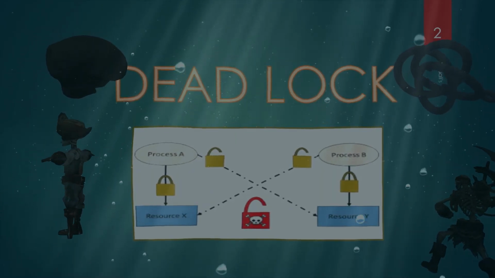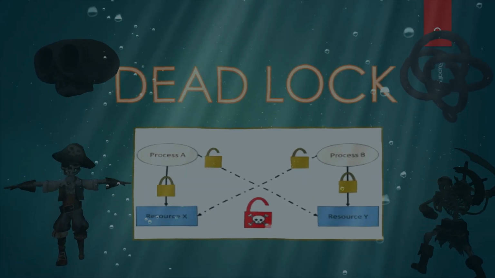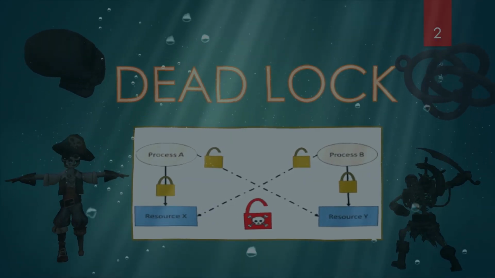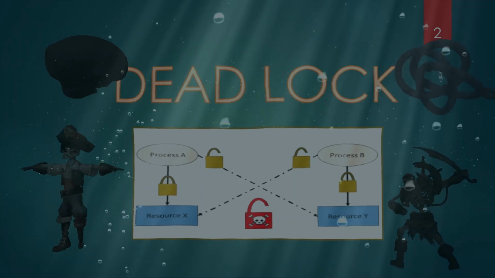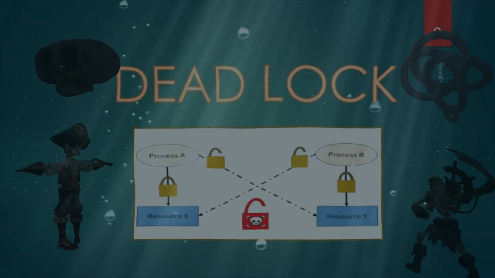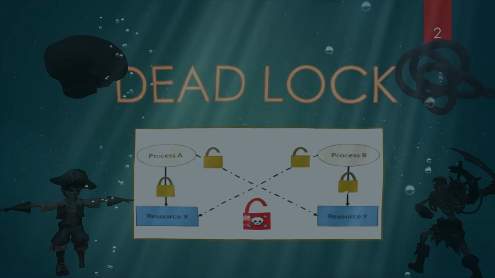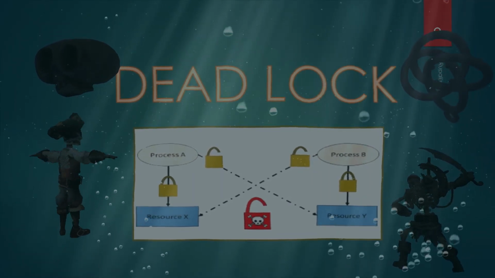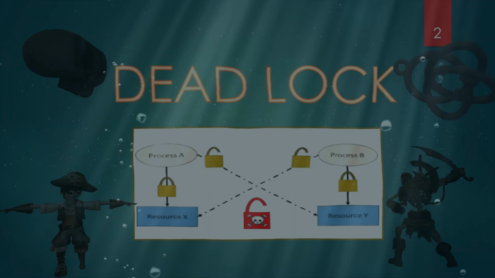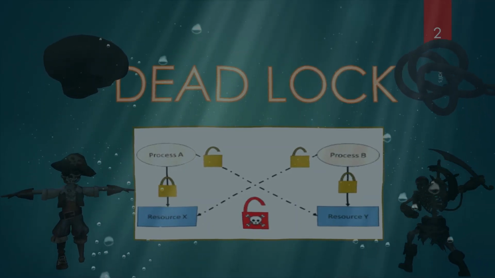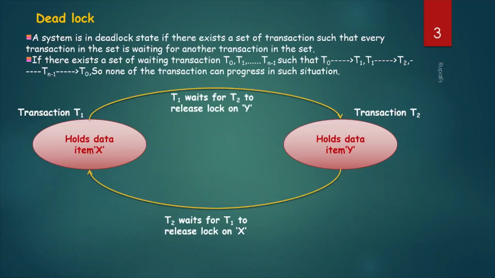So what is deadlock? In a database, a deadlock is an unwanted situation in which two or more transactions are waiting indefinitely for one another to give up locks. Deadlock is said to be one of the most feared complications in DBMS as it brings the whole system to a halt. So, a system is in deadlock state if there exists a set of transactions such that every transaction in the set is waiting for another transaction in the set.